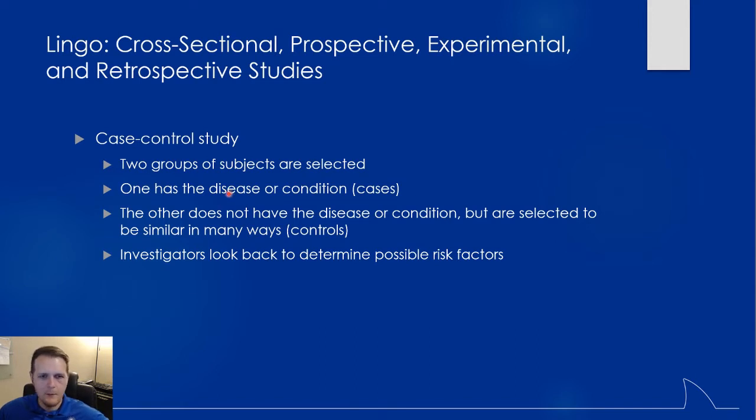So matching females with females, matching people who are in their 70s with other people in their 70s. And then what you're going to be doing is looking backwards in time to determine what were the commonalities in terms of risk factors they were exposed to, right?